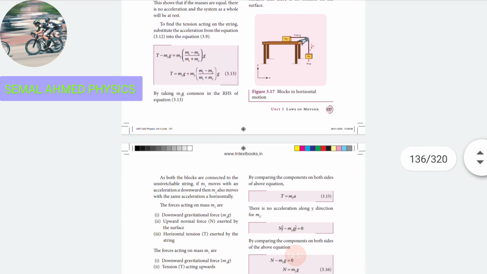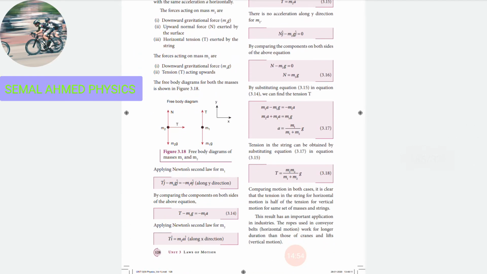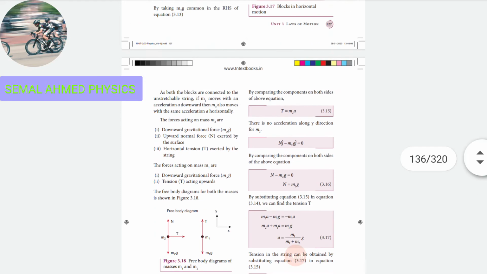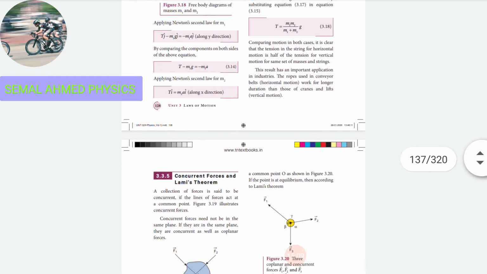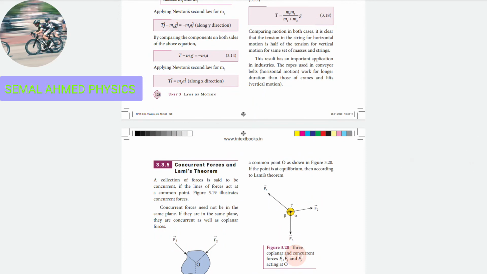So this becomes m1 m2 divided by m1 plus m2 into g, without the 2 here, and here 2 into m1 m2 by m1 plus m2 into g comes. So what is the difference? The vertical motion gives two times the tension value of the horizontal motion. So this is one of the important questions for 11th physics, third chapter, laws of motion: the block moving in horizontal and vertical direction.